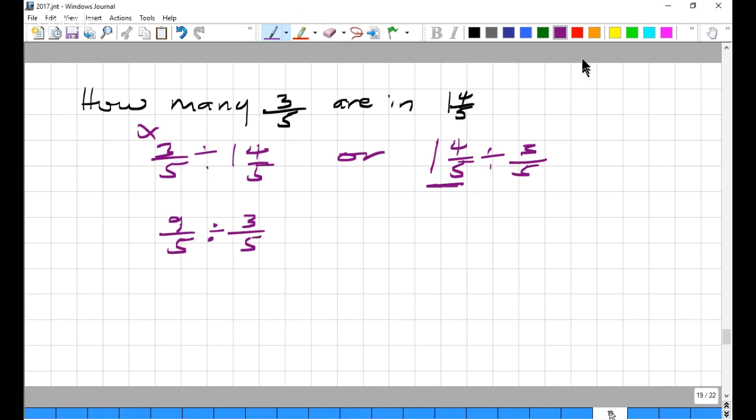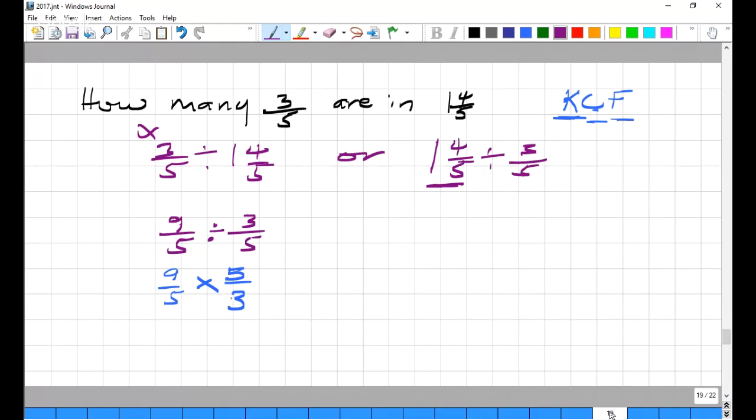What do I need to do now? Change the dividing sign to a multiplication sign and then flip the divisor. What is this? KCF. I'm going to keep the dividend, change the sign, and flip the divisor. So this now becomes 5 over 3. What's the next step? Simplify, sir.